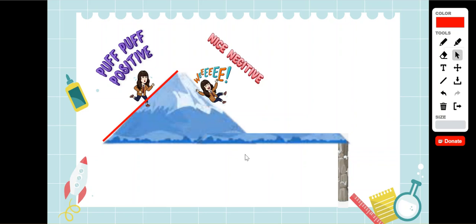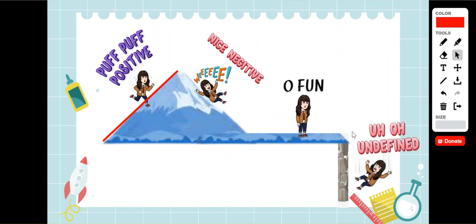Then, as you are hitting a flat spot, it is 0 fun. And when you're going up and down, it's undefined. Undefined. So puff, puff, positive, nice, negative, 0 fun, and undefined.